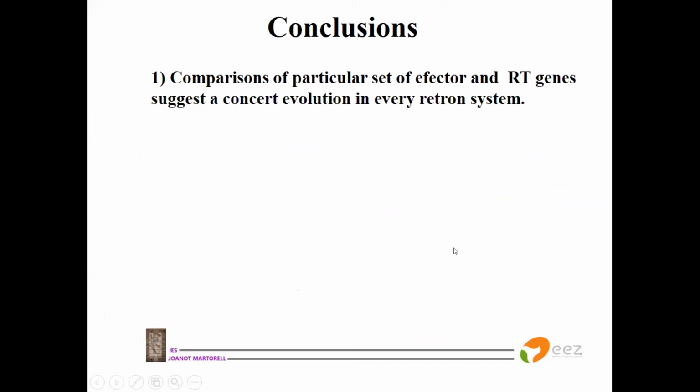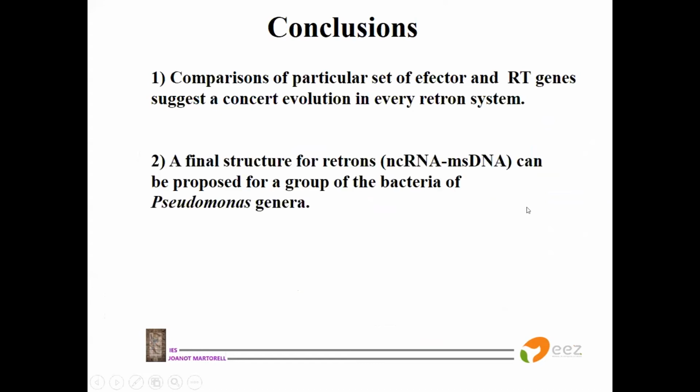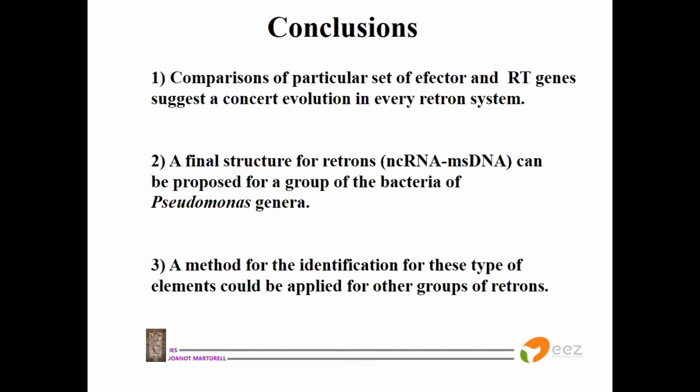Comparison of a particular set of effector and RT genes suggests a conserved evolution in every retron system. A final structure for retron msDNA and ncRNA can be proposed for a group of bacteria of the Pseudomonas genus. A method for identifying this type of element could be applied to other groups of retrons.